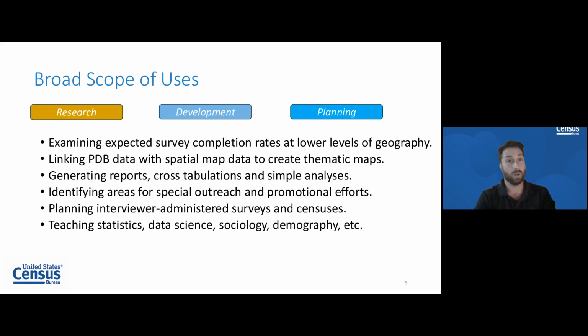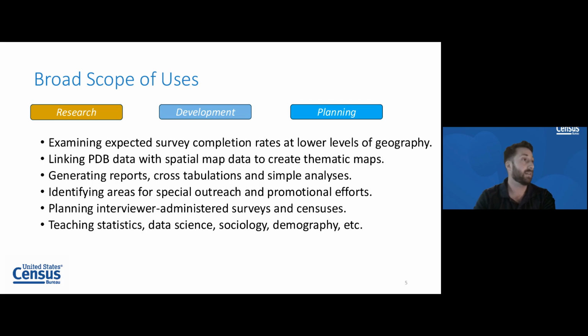So let's say you're curious just about the response rates or return rates for the decennial census, or maybe you're just doing your own survey and you're using your local community and you want to know just generally what are the completion rates. This is a great way to look at it, particularly at those more granular levels of geography, tract level, block group level. You can also link the PDB data with spatial map data to create thematic maps. It's great for generating reports, cross-tabulation, simple analyses.